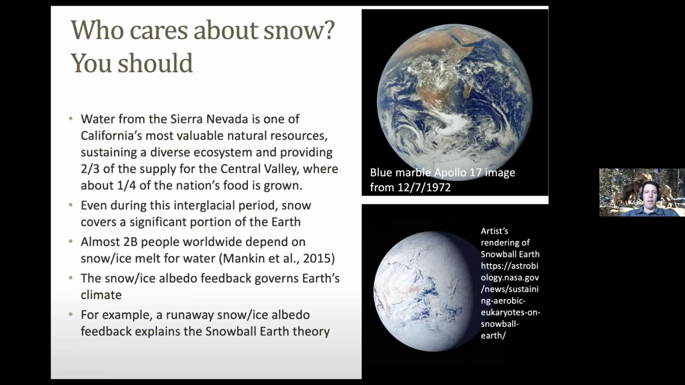Even during this interglacial period, which is present day, right, in between ice ages, snow covers a significant portion of the Earth. And as such, almost 2 billion people worldwide depend on snow and ice melt for water. And that comes from not just the Western US, but from places like the Indus River Basin that Anna mentioned, and I'll talk about a little later. So the snow ice albedo feedback, that's a very important part of Earth's climate.